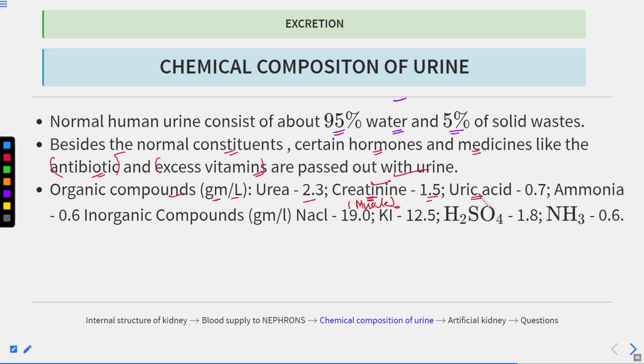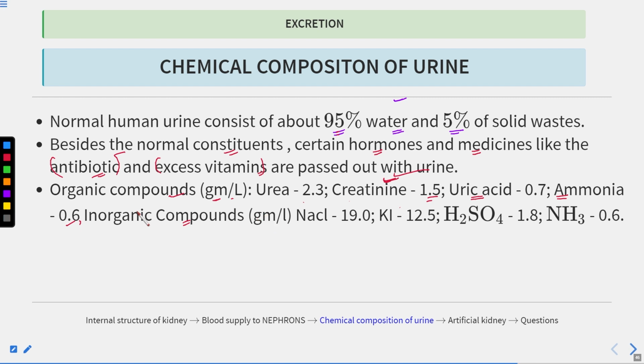Uric acid, again, is a nitrogen containing compound. Then ammonia, again, is a nitrogen containing compound. Okay, I was telling you about creatinine in muscle. So creatinine is produced in the kidney. Ammonia 0.6.